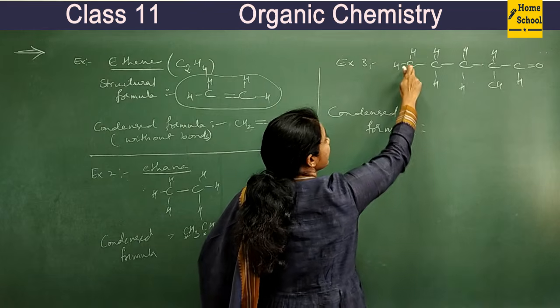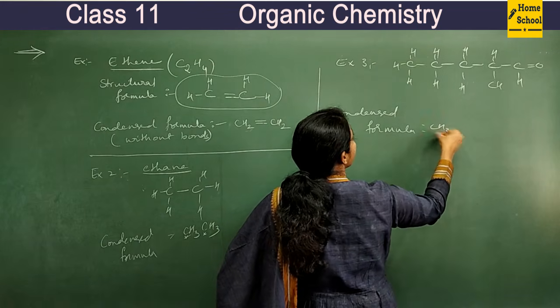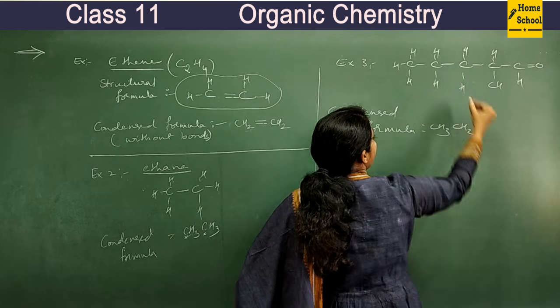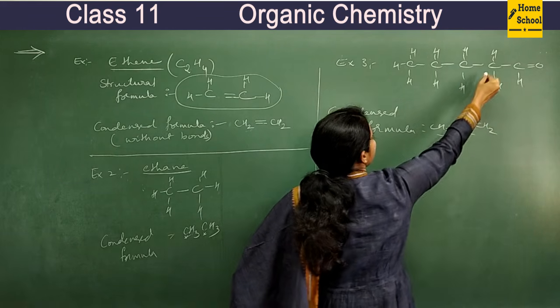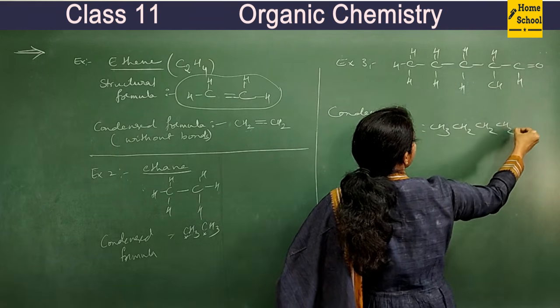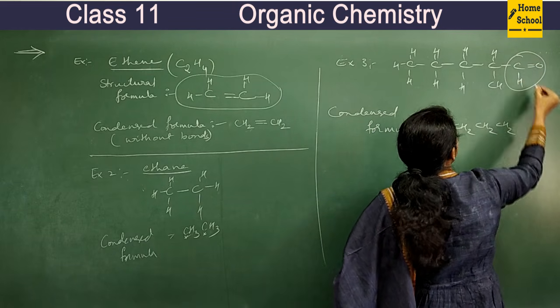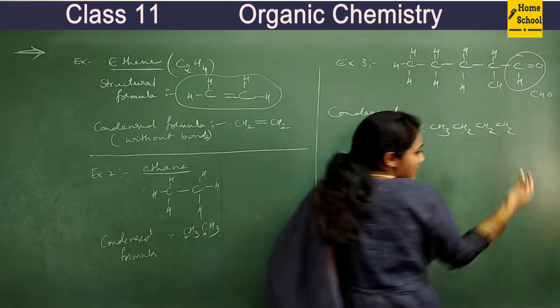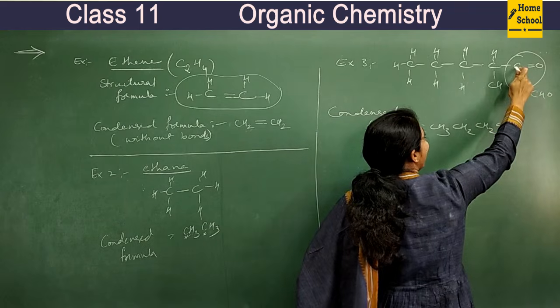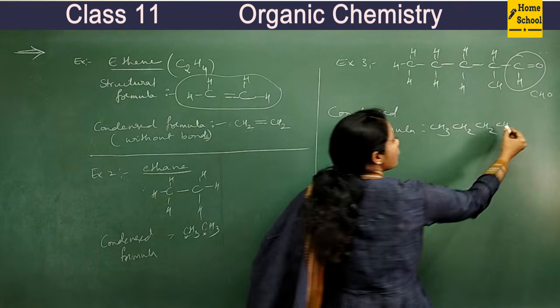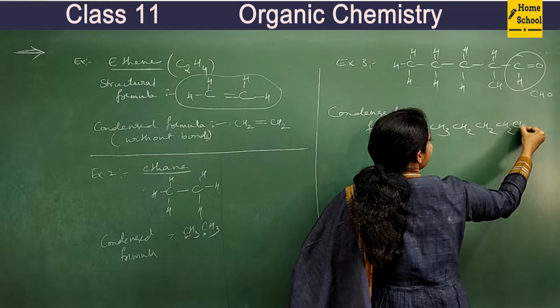I don't mention anything. See, CH3, and this carbon has 2 hydrogens, CH2. This carbon has 2 hydrogens, CH2. This carbon has 2 hydrogens, CH2. And what is this? COH, in the sense aldehydic group? No, the CHO group. Just now I have shown CHO can be written in this way as an expanded formula. So I'll just write the entire thing as CH4.